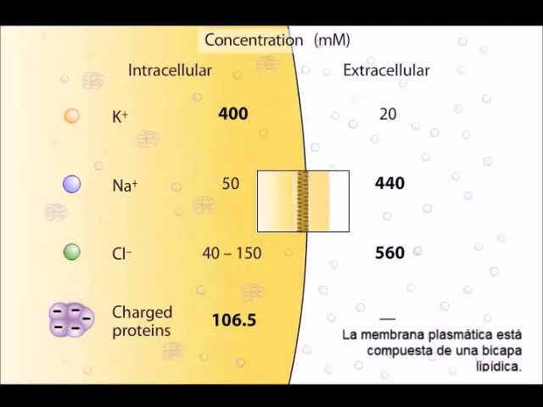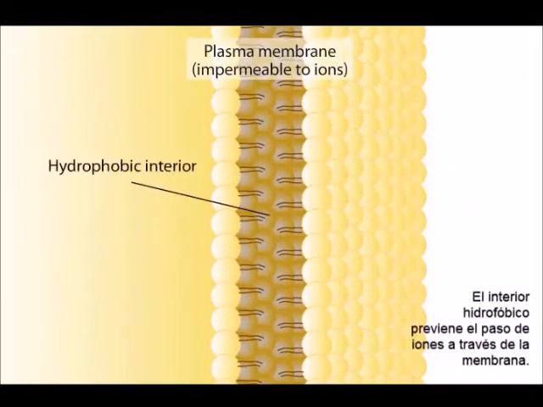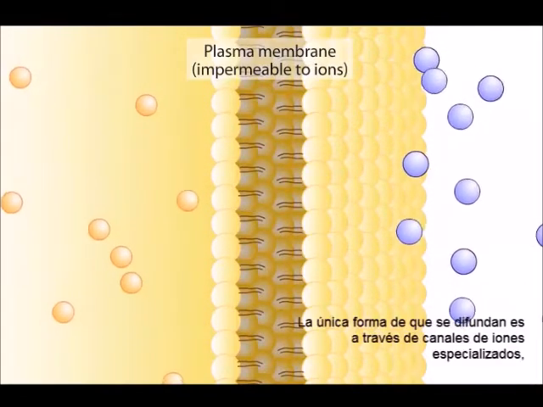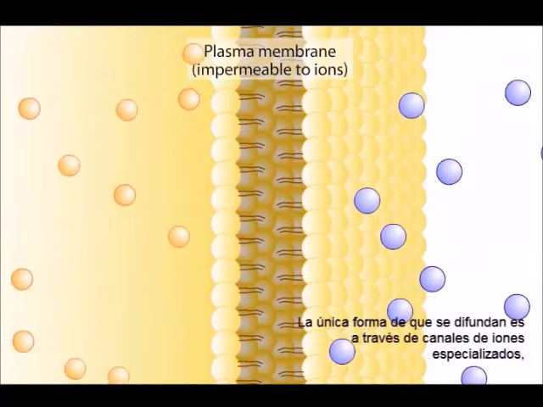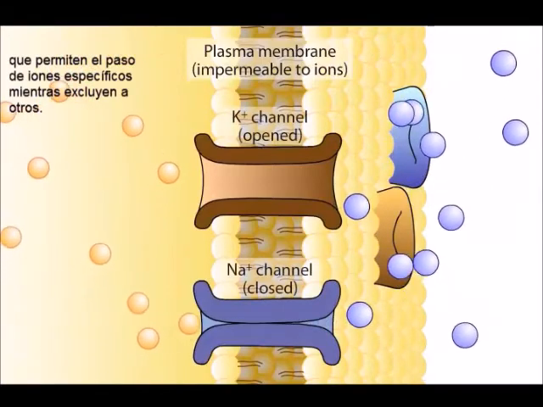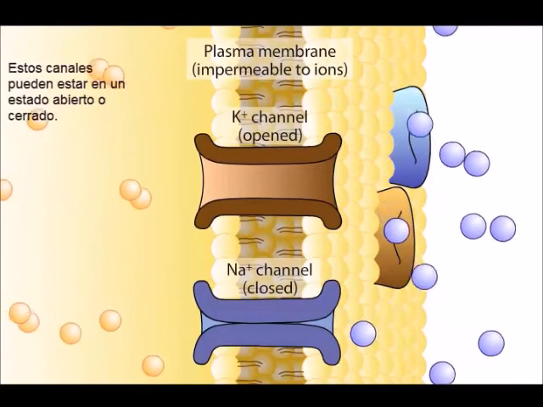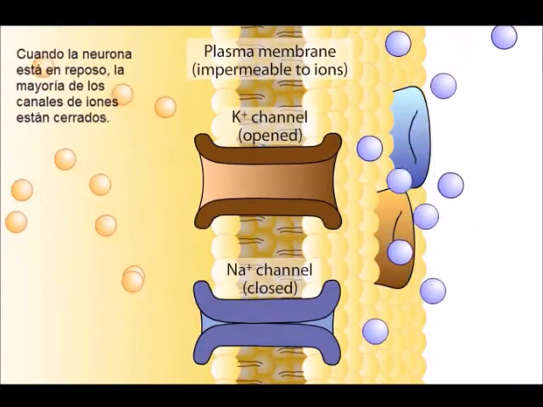The plasma membrane is composed of a lipid bilayer. The hydrophobic interior of the bilayer prevents the movement of ions across the membrane. The only way that ions can diffuse across the membrane is by passing through specialized channels that permit the movement of particular ions while excluding others. These channels can be in an open or closed state. When the neuron is at rest, most ion channels are closed.